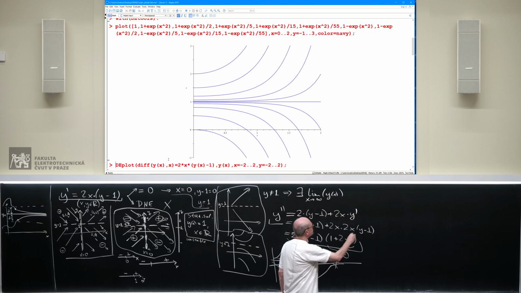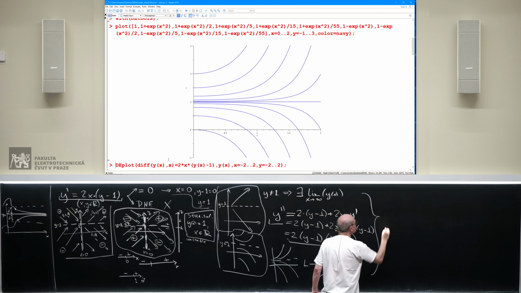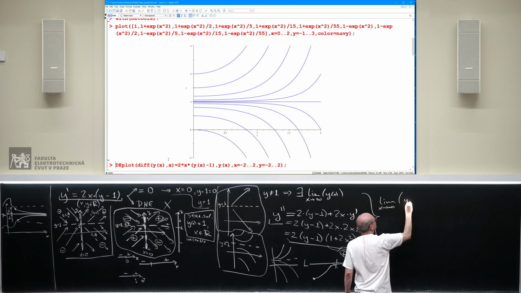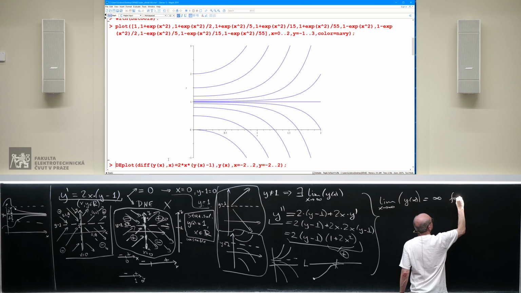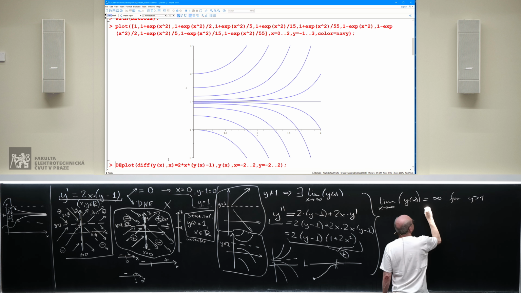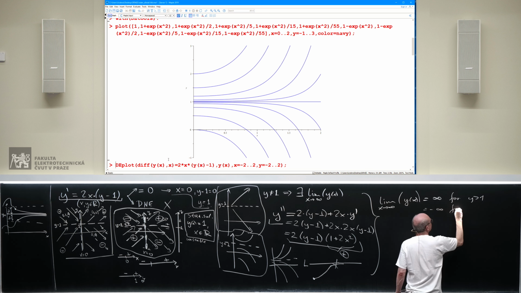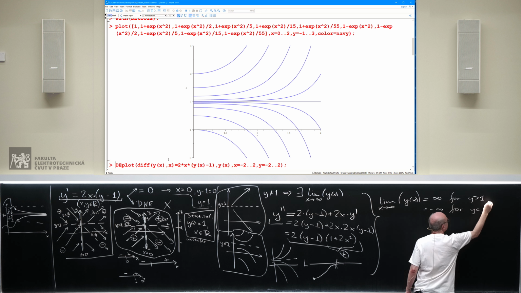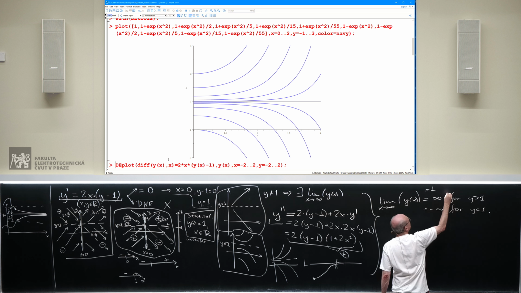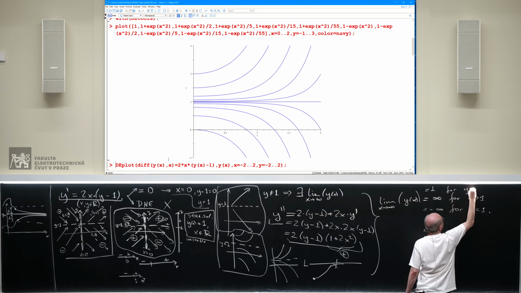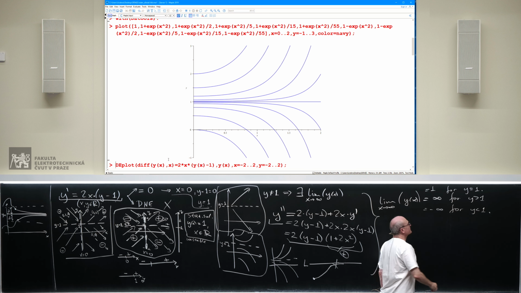So based on this information, I can conclude that the limit as x goes to infinity of y(x) is infinity for y greater than 1 and negative infinity for y less than 1. And of course, the limit is equal to 1 for y is equal to 1, that's the stationary solution.